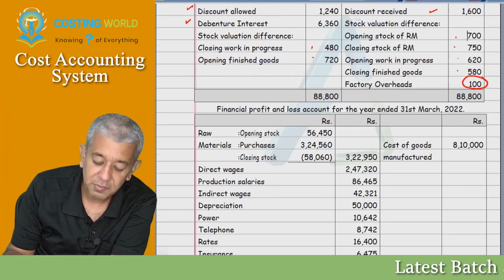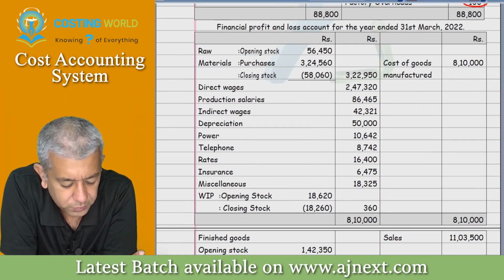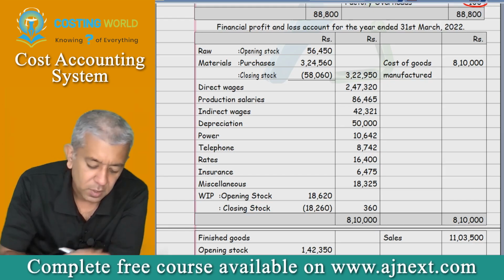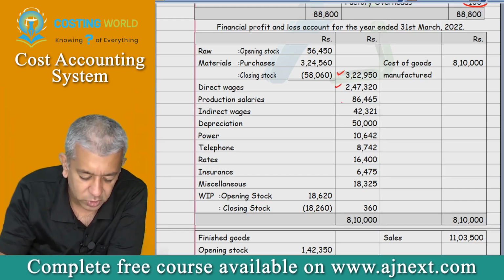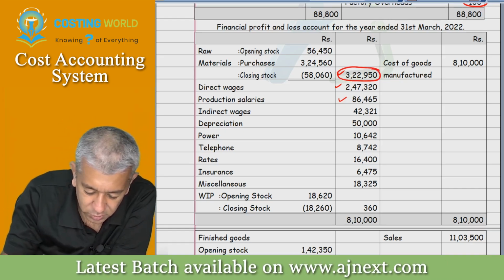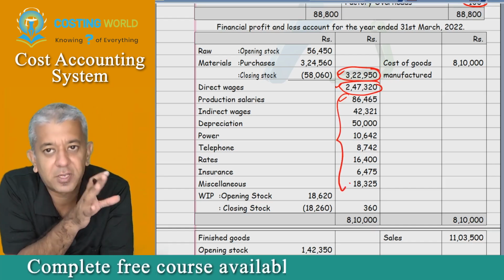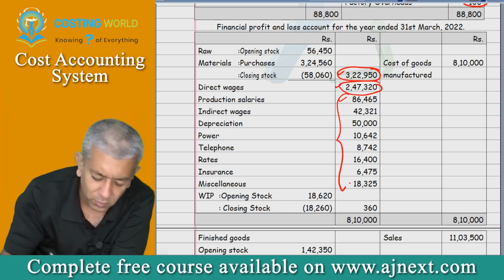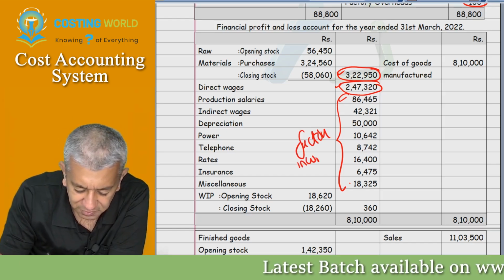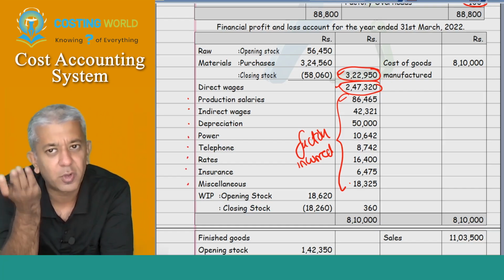Further, the financial profit and loss account for the year ended 31st of March 2022. You have raw materials opening stock, purchases, less closing stock. So this is your raw materials consumed. This is your direct wages. Production salaries. Now see, this is your DM consumed. This is your DL. Obviously all these figures come in your manufacturing account. Apart from DM and DL, whatever is left should usually be factory overheads. And obviously these are factory overheads incurred. The names of the expenses are given to you. So this much is the amount that we have incurred.